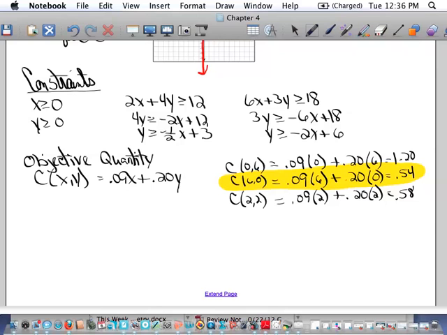Okay, so that's our lesson on linear programming. Please feel free to read through the book to help clarify your understanding.